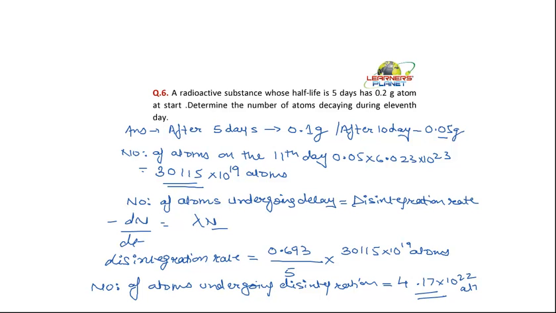So I hope you have understood this question. What you need to find out in this question is the number of atoms decaying. For that you need to find out the number of atoms present on the 11th day. So the number of atoms decaying on that particular day, what you need to find out is the disintegration rate. That is, on that particular day, what is the disintegration rate. So this is the way you can find it out.